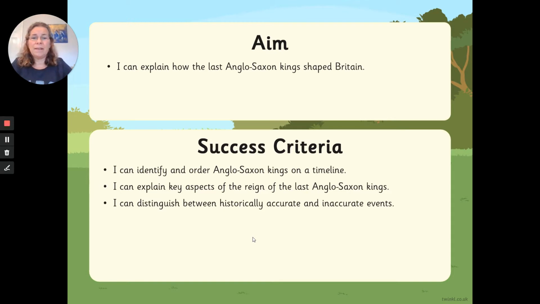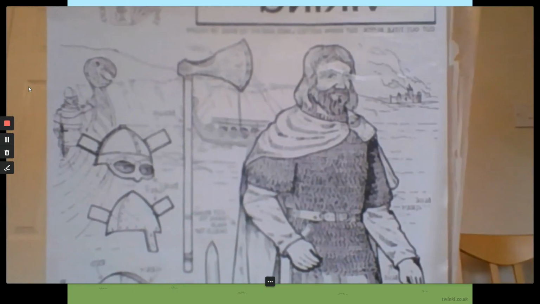To find out if you've been successful, your success criteria: you can identify and order Anglo-Saxon kings on a timeline. You can explain key concepts of the reign of the last Anglo-Saxon kings, and you can distinguish between historically accurate and inaccurate events. Did you know, for example, that the Anglo-Saxon helmets did not actually have horns on them like some of the pictures in stories that you see? For example, How to Train Your Dragon. There are lots of horns on those helmets, but in actual fact, the helmets looked a little bit more like this.